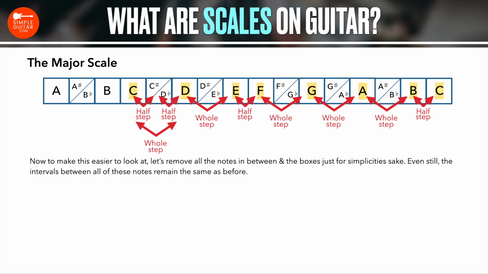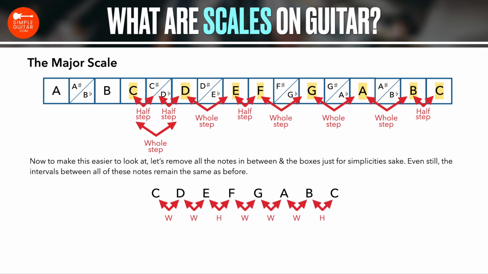Now, to make this easier to look at, let's remove all the notes in between and the boxes just for simplicity's sake, okay? Even still, the intervals between all of these notes remain the same as before, even though we're not showing them. So we'll have C, D, E, F, G, A, B, C here. And then the distances is still going to be a whole step and a whole step and a half step and a whole step and a whole step and a whole step and a half step. Okay, so here I'm just using W's for whole steps and H's for half steps. But that right there gives you the base structure for the C major scale.